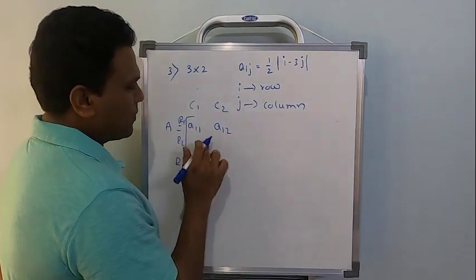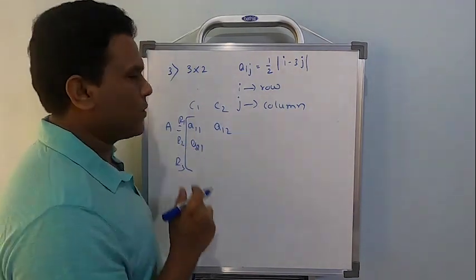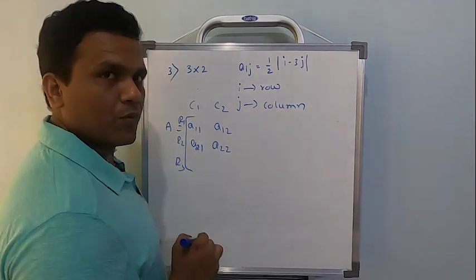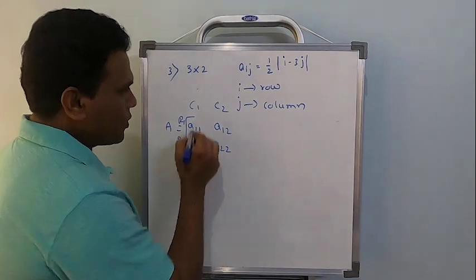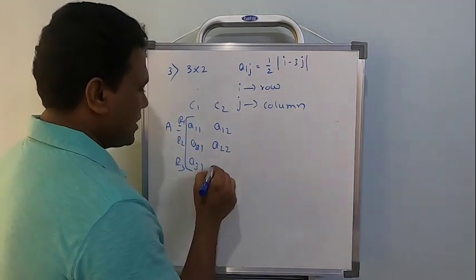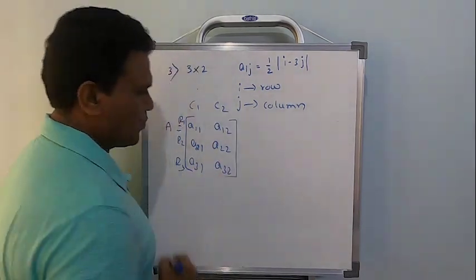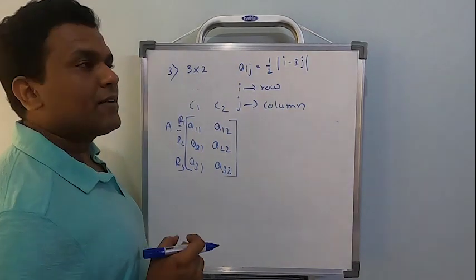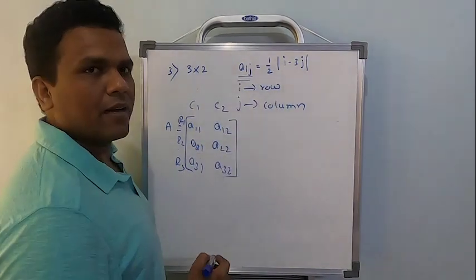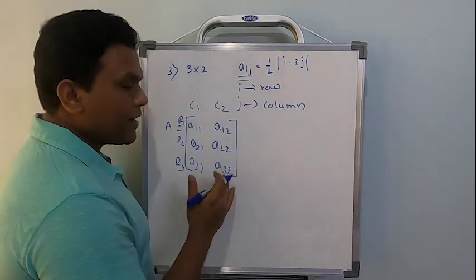Next one. This is second row, first column. So this should be a21. The next one, second row, second column, so it should be a22. Let's start with the next one. Third row, first column. So here it should be a31. Next one, third row, second column, a32. This is the matrix I need. So whenever they say construct a matrix of some order by giving the elements in general, first thing I suggest is to write down the elements. Afterwards, let us start finding the 6 elements.